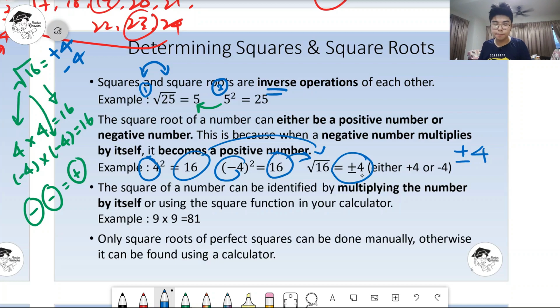Okay, let's see. Next, the square of a number can be identified by multiplying the number itself or using the square function in calculator. So basically is the same meaning lah. Nombor darab sendiri ni akan dapat nombor kuasa 2 tu. So you can do your calculator also. Your calculator, there is going to be a square function.